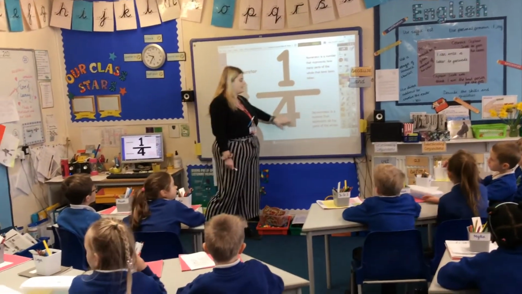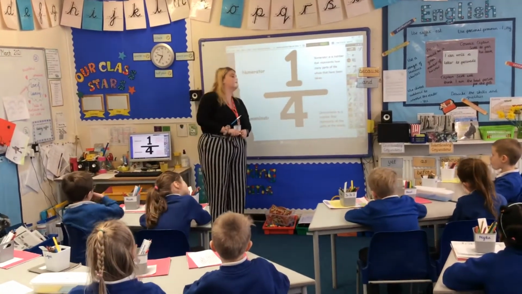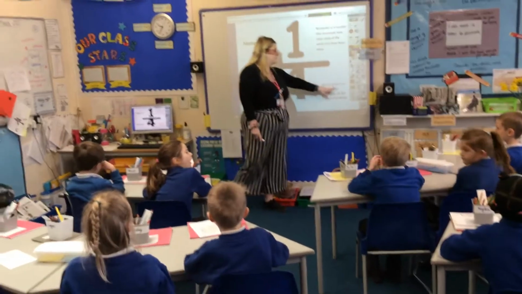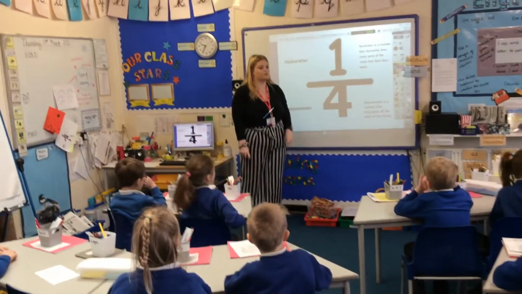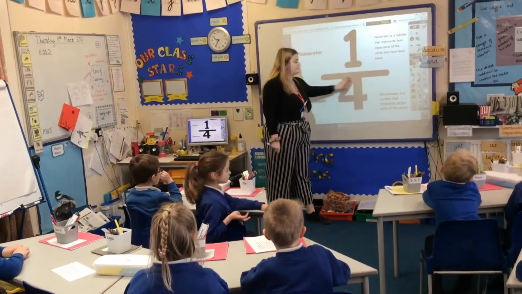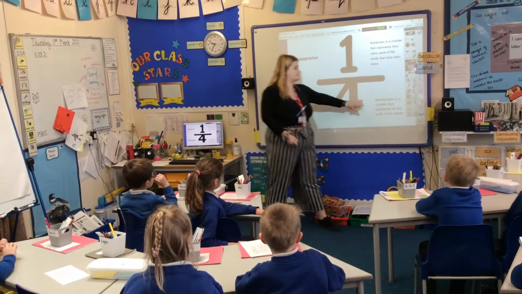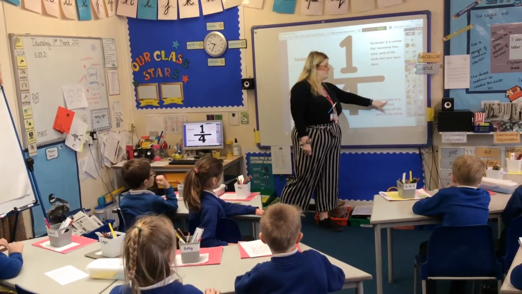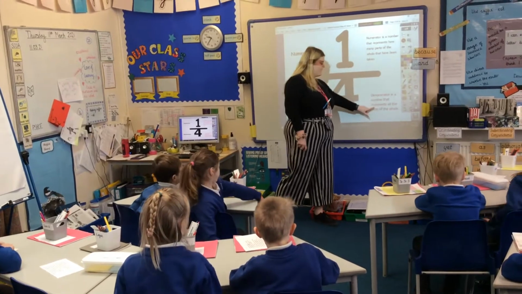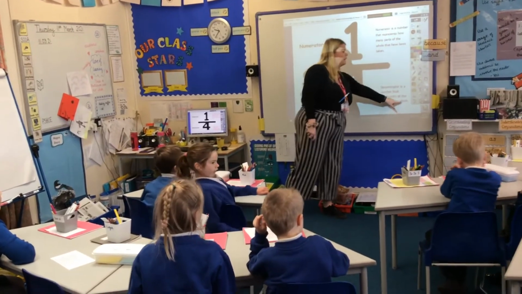And the denominator is the number that represents all of the parts of the whole. So like I've just said, if we cut a cake into 4, we've got 4 pieces that represent the whole cake. So can we read this one together? A denominator is a number that represents all the parts of the whole.